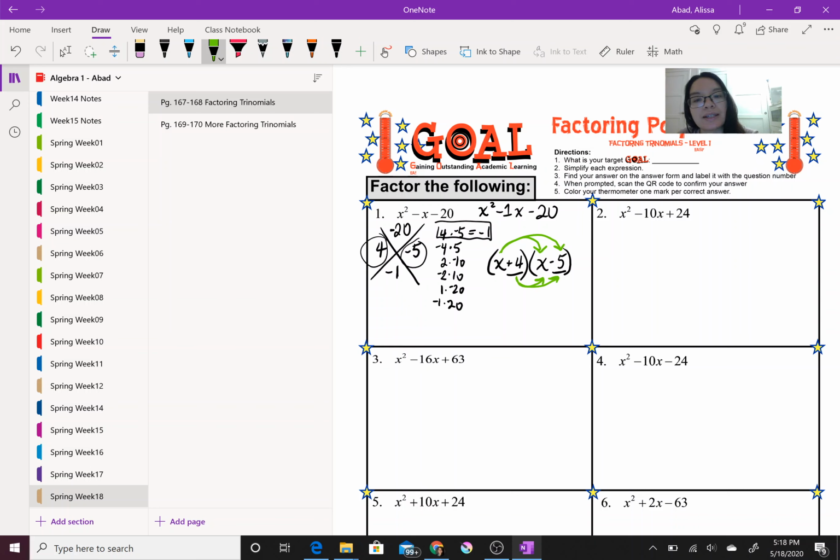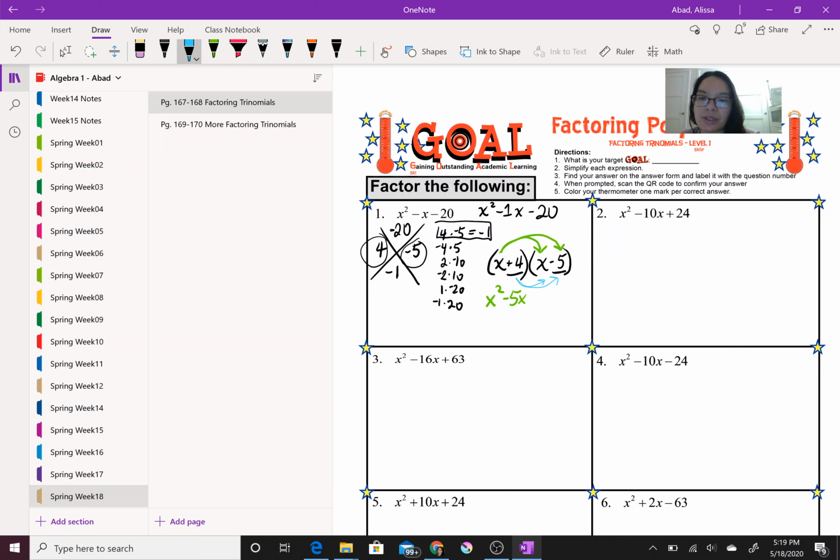So let's try that. Actually, I'll do this in a different color. Let's start with that first part. I have x times x makes x squared. And then I have x times negative 5, that makes negative 5x.